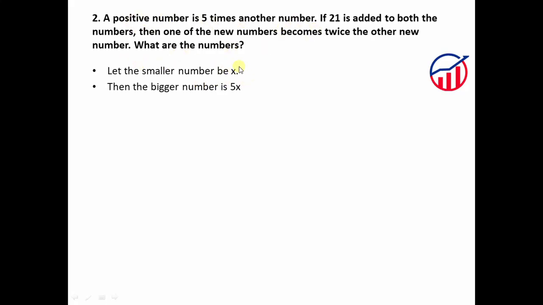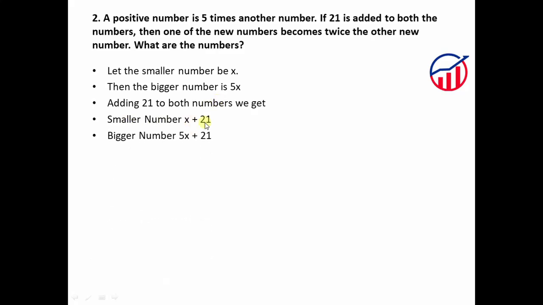So we call the smaller number x, and the other one, since it is 5 times, we are going to call 5x. Given that adding 21 to both the numbers, one of the new numbers becomes twice the other new number. So the smaller number is x plus 21. The bigger number is 5x plus 21, that is, adding 21 to both. What do we get? Bigger number 5x plus 21 is twice the smaller number.